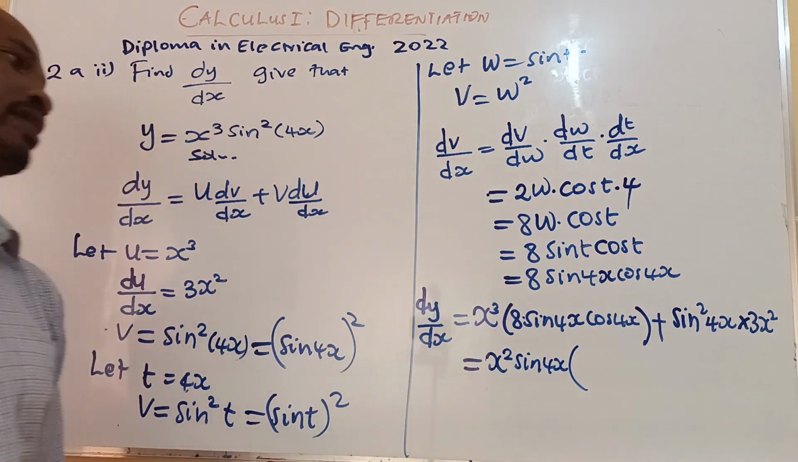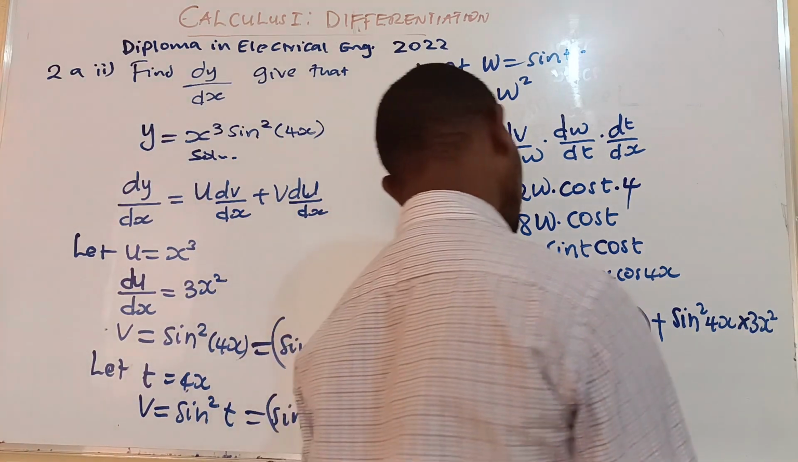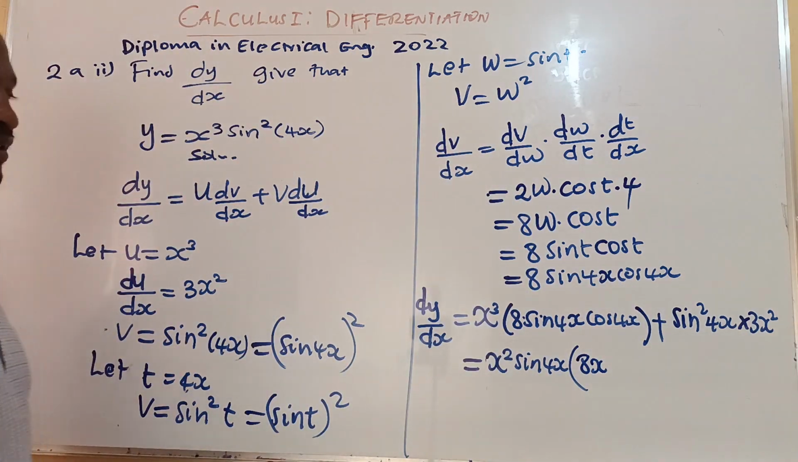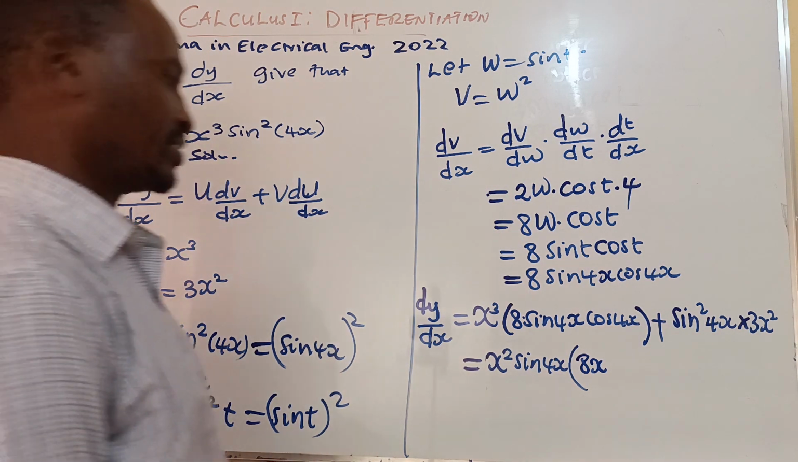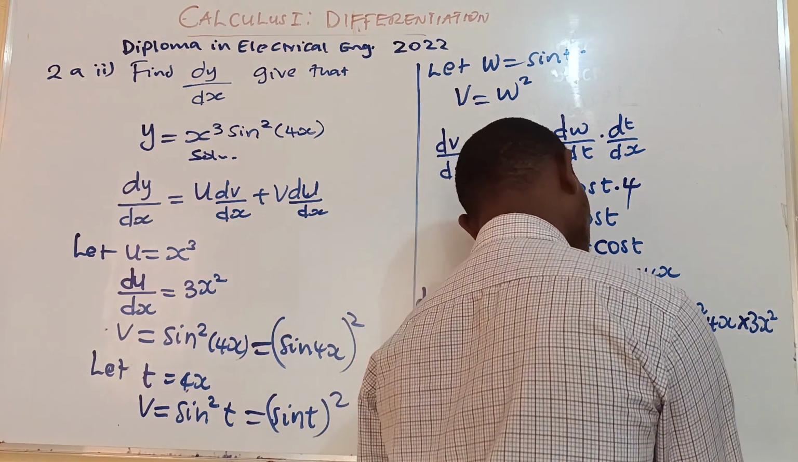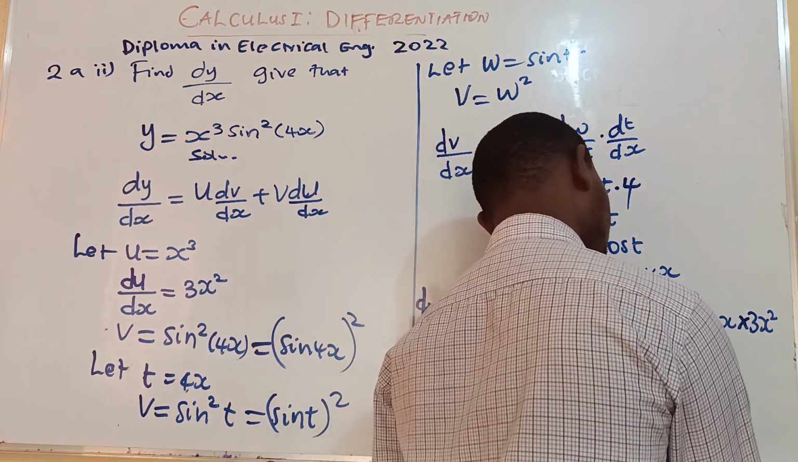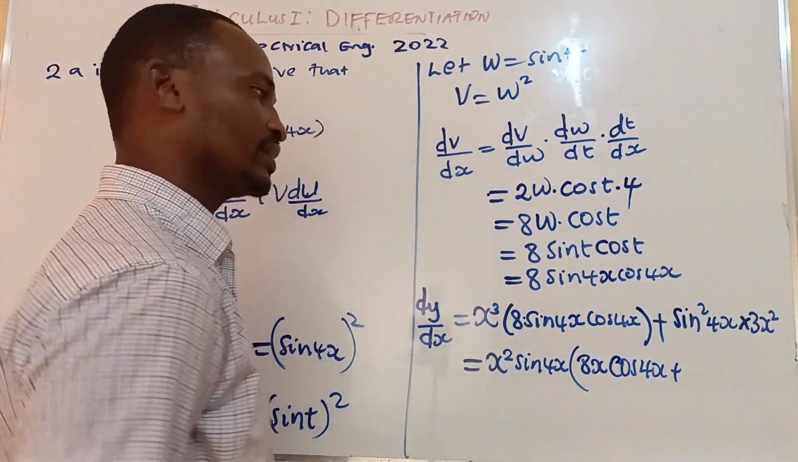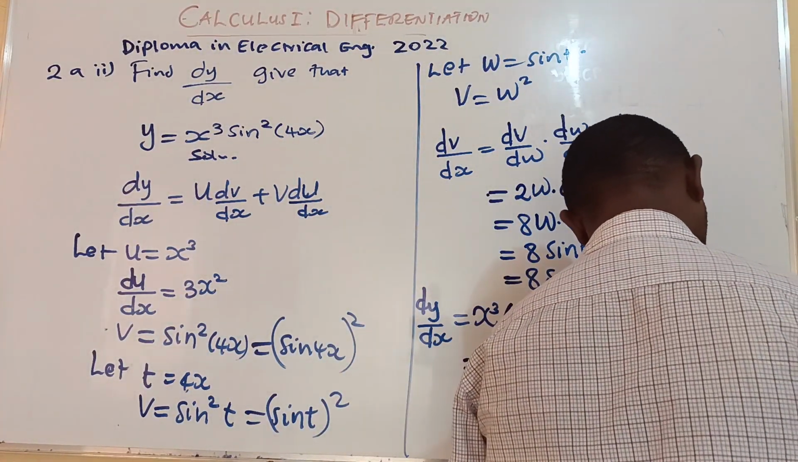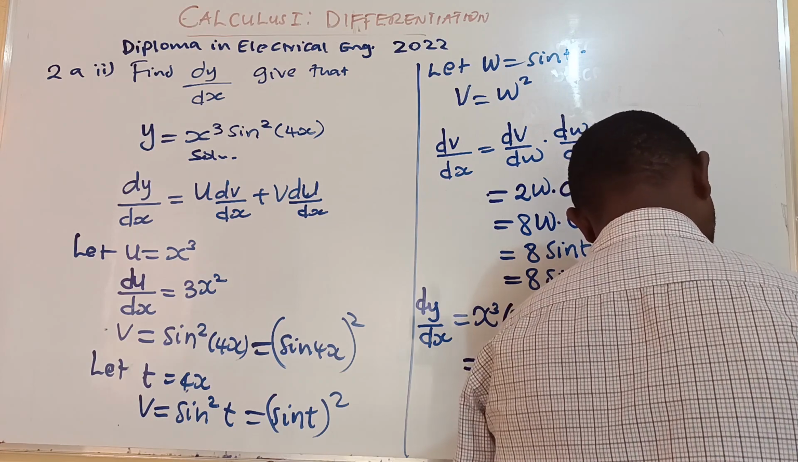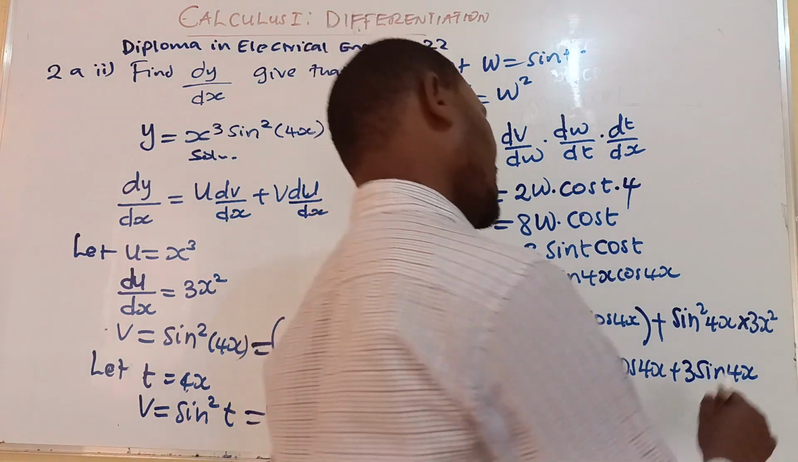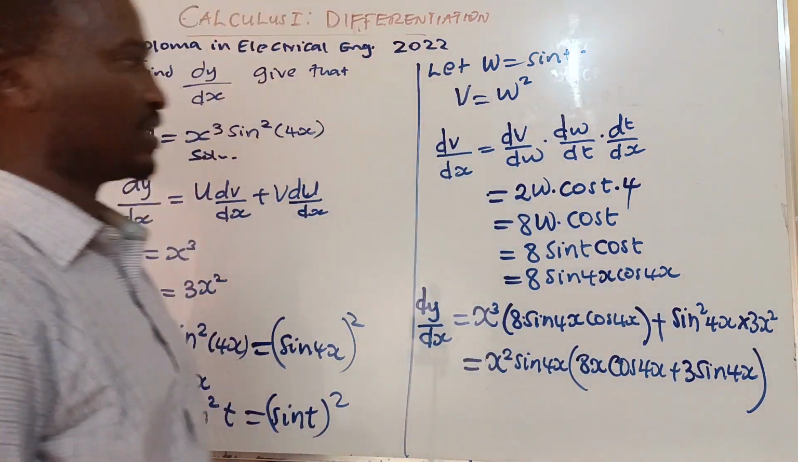This will give us 8x cos 4x plus, we have factored out one term here, plus 3 sine plus 3 sine 4x. So that is it. That's how you should approach that one.